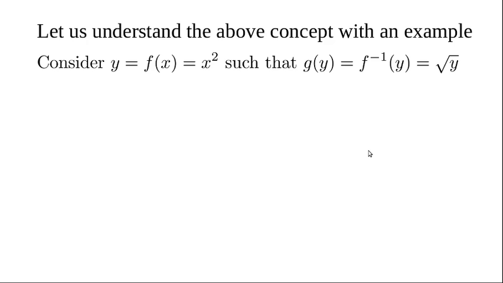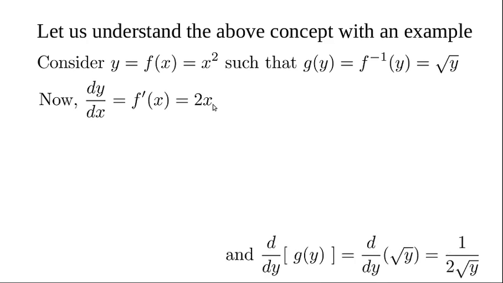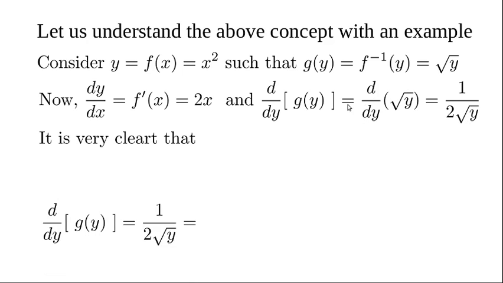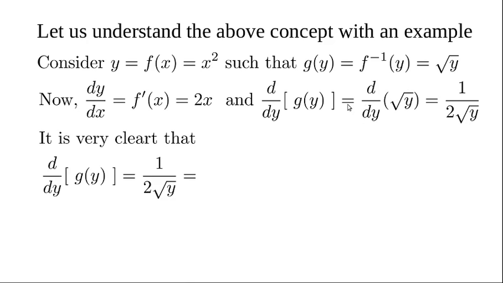Consider y = f(x) = x square. So when you take the square root here, we get x = root y. So x is nothing but g(y), and that's equal to f inverse of y, and that's equal to root y. When I differentiate y with respect to x, we get 2x, the derivative of x square. Similarly, the derivative of g(y) with respect to y is 1 upon 2 root y, which is nothing but the derivative of root y. So it is very clear that d/dy of g(y) = 1 upon 2 root y.